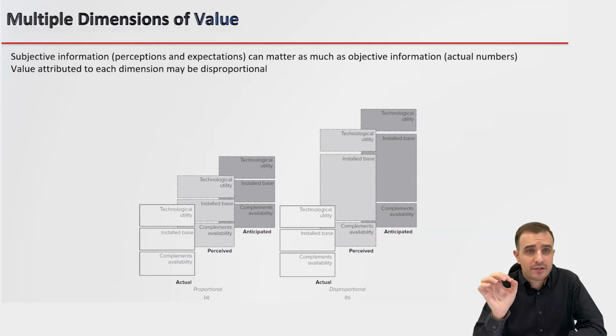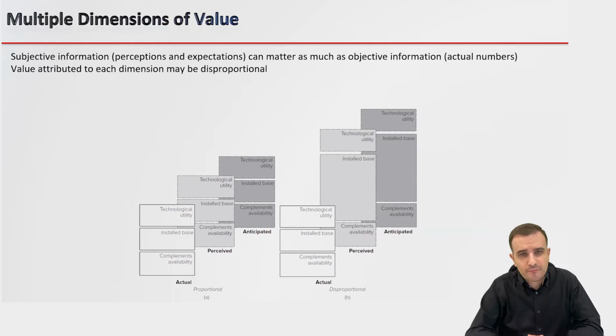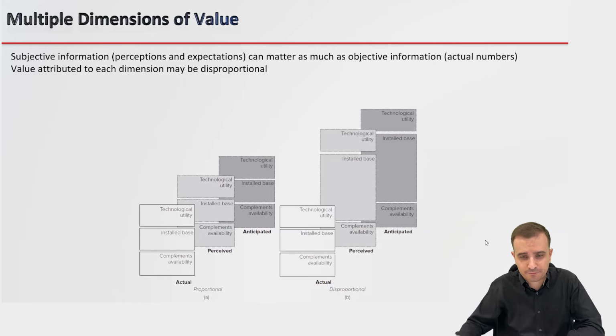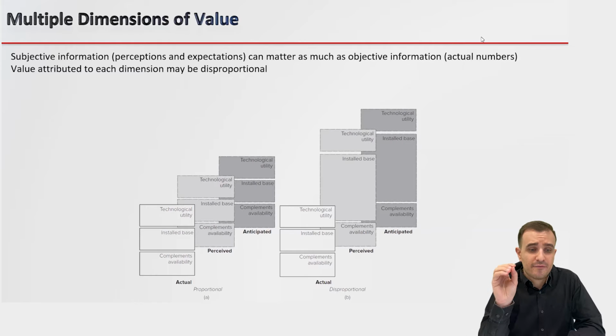Another important factor to consider is that when users analyze a technology, and especially these three dimensions of a technology, as we say, the availability of complements, the install base, and the technological utility, they will use basically three different perspectives. The second perspective is an actual analysis, so the actual performances delivered by the technology in terms of complements, in terms of install base, and in terms of technology utility.